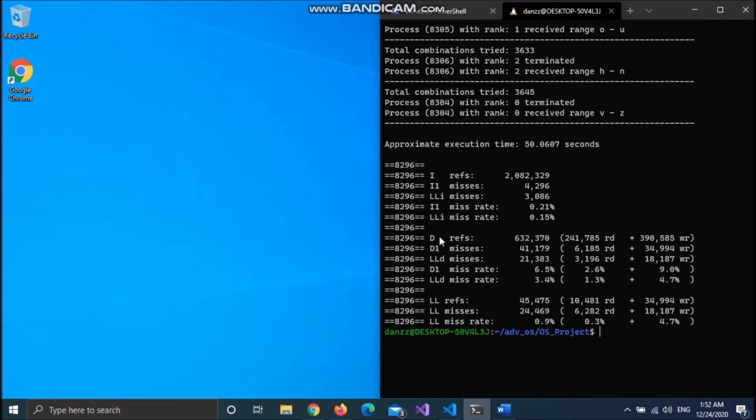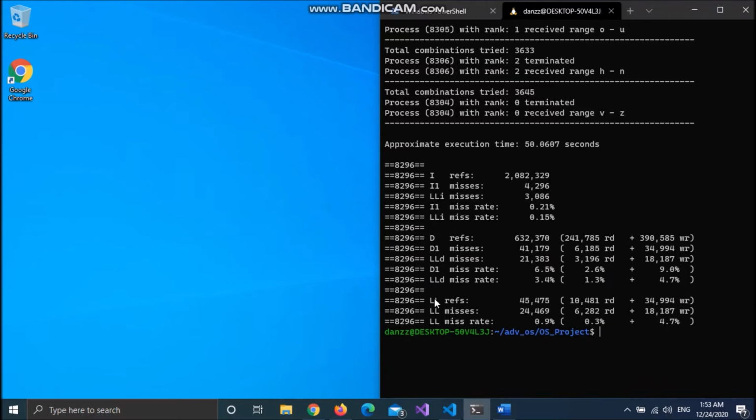Now the D refs means the data references, and data references are in two columns. Here it means read and write. So the total data references made, the D1 means the data references made to L1 cache, and these are the misses, the read misses and write misses. LLd means at level 2 cache data misses, and again these are the rates for both read misses and write misses at both L1 and L2.